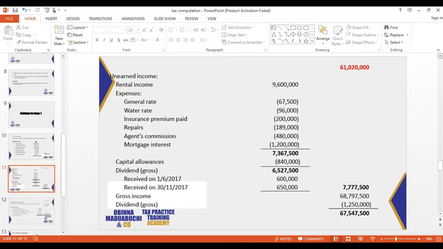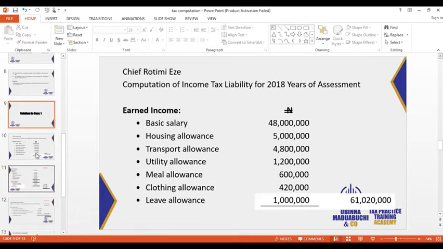I will show you the employment income in the previous slide. His employment income here is the addition. When you add all this, the addition of all this gives us 61,020,000. This is employment income.